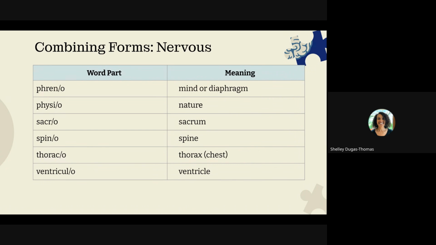So phreno has a double meaning. It can mean the mind, like in schizophrenia, or the diaphragm muscle, like the phrenic nerve. Physio means nature or physical function. Spino or thoracic means spine. Ventricle means ventricle or belly cavity.